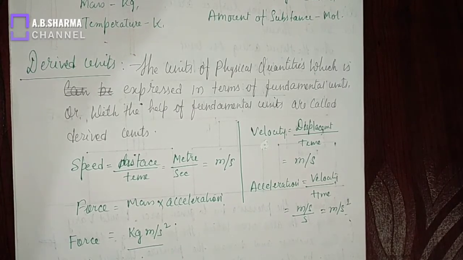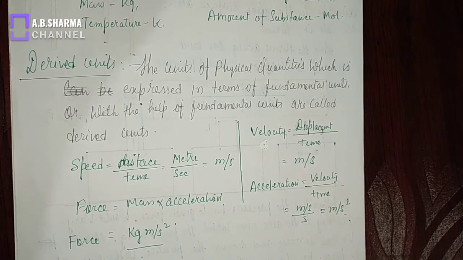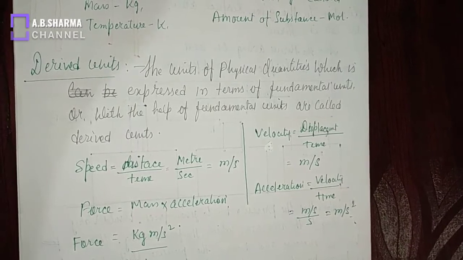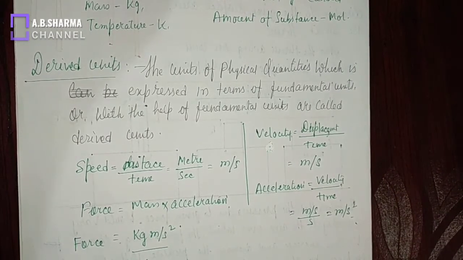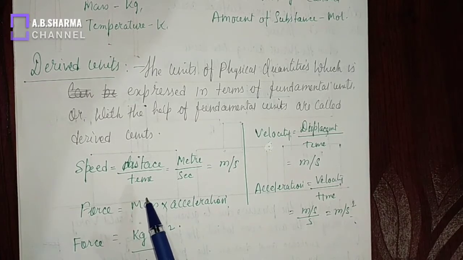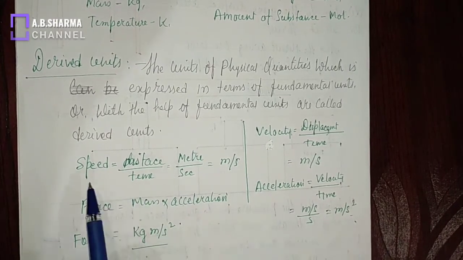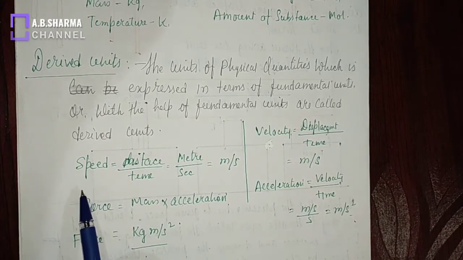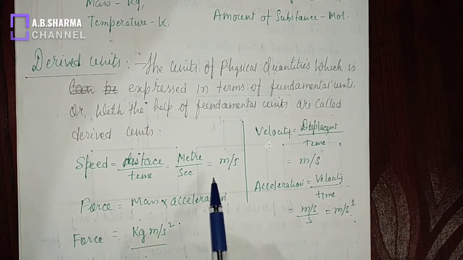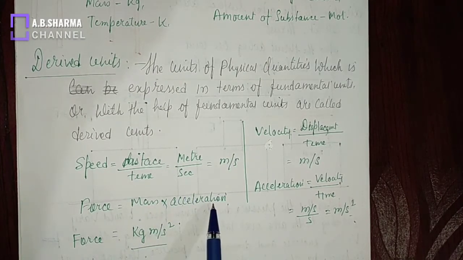The units of a physical quantity which is expressed in terms of fundamental units, or with the help of fundamental units, are called derived units. Means derived units are those units which can be expressed in terms of fundamental units, which are not independent, which are dependent on fundamental units. For example, the unit of speed is meter per second, and these are the fundamental units. Unit of force, mass into acceleration, is kg meter per second squared. This is the unit of force, also called Newton.